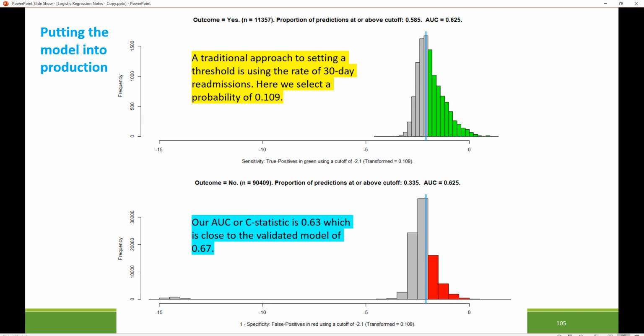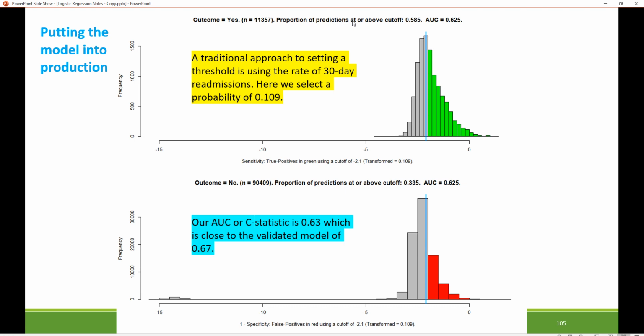That initial model had 20 variables in it, and that gave us an area under the curve of 0.67. And this one single variable gives us an area under the curve of 0.625. And then we can see that the strength of the model seems to be a combination of these false positives and these true positives, the sensitivity.